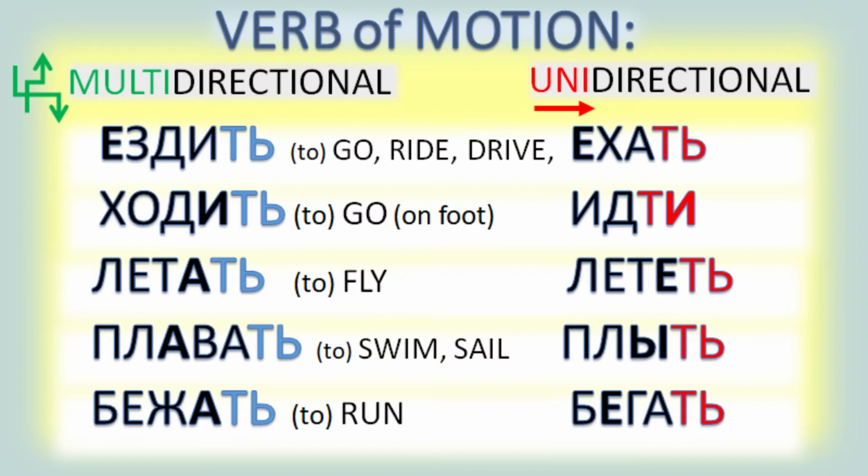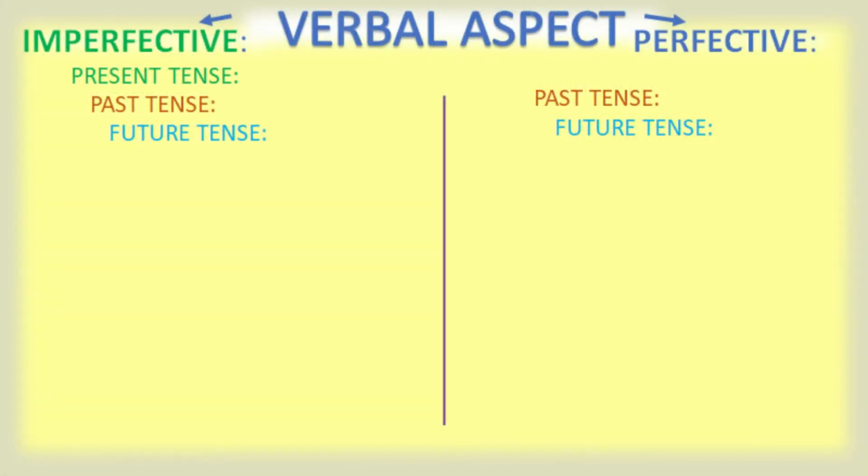Multidirectional and unidirectional verbs of motion were discussed in Lesson 9. See the info card above. How to conjugate multidirectional verbs of motion such as to fly and to swim was discussed in Vocabulary Lesson 7, Parts 1 and 2. See the info card above. Virtually every verb, including verbs of motion in Russian, is either imperfective or perfective in aspect. This was discussed in Lesson 13. See the info card above.